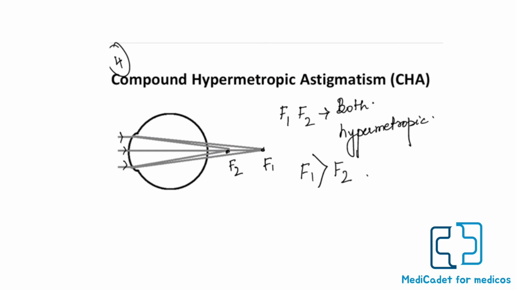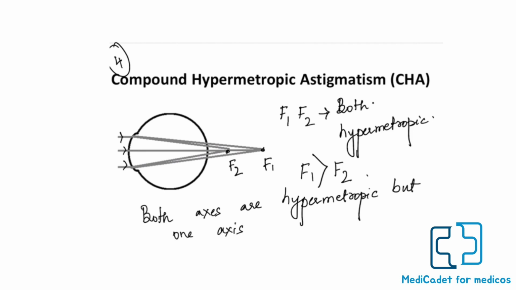So what should I write about CHA? I will write that both axes are hypermetropic. So both the axes are hypermetropic, but one axis is more hypermetropic than the other.